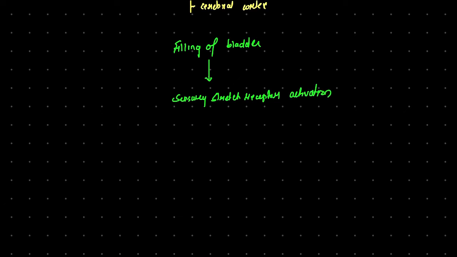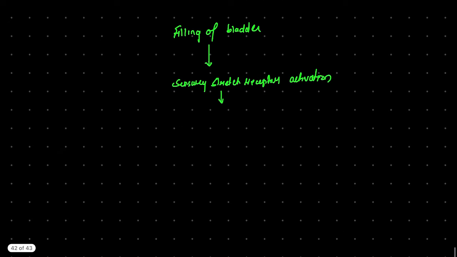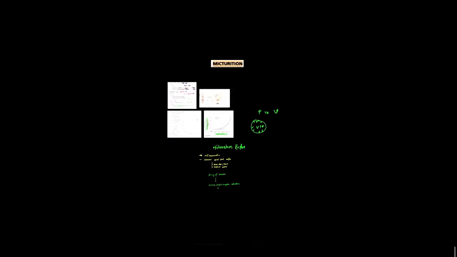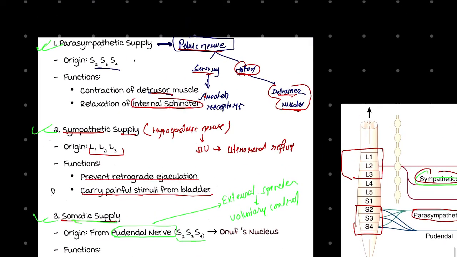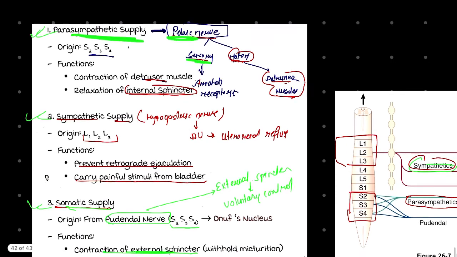As the stretch receptors are activated, what will happen? The sensory nerves, which are part of the pelvic nerve. If you remember, we studied the pelvic nerve under the parasympathetic nerves, and under that pelvic nerve we talked about the sensory nerve, which was carrying the impulse from the stretch receptors, right?